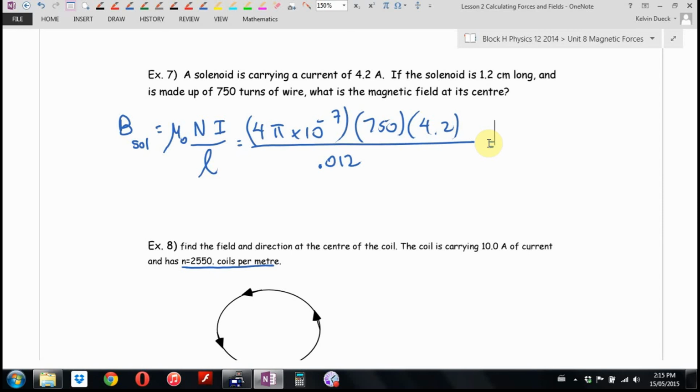What do you get? And I'm deliberately not doing this one because this is my way of forcing you to find out whether your calculator works or not. What do you get? 0.33? 0.33 what? Units. Teslas.